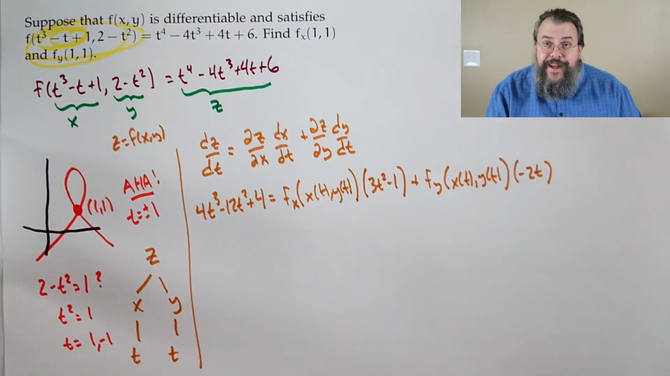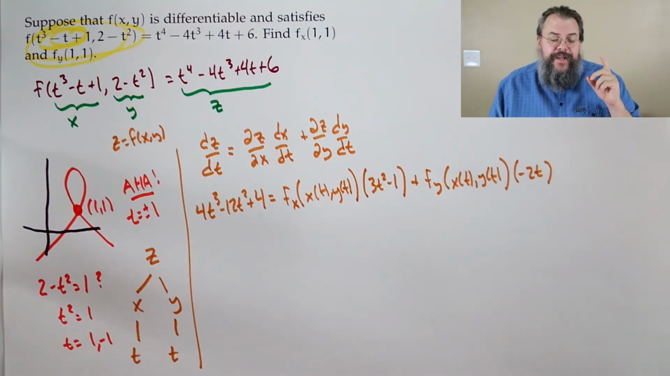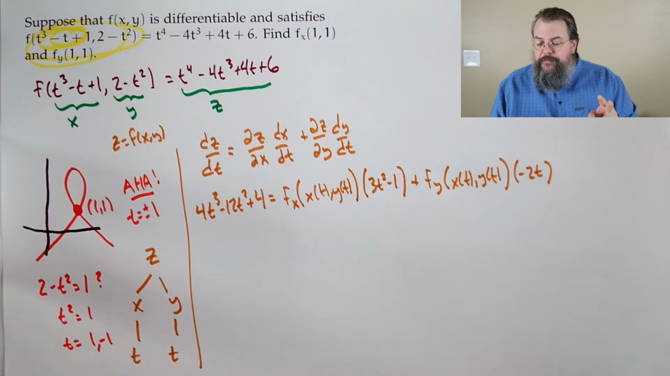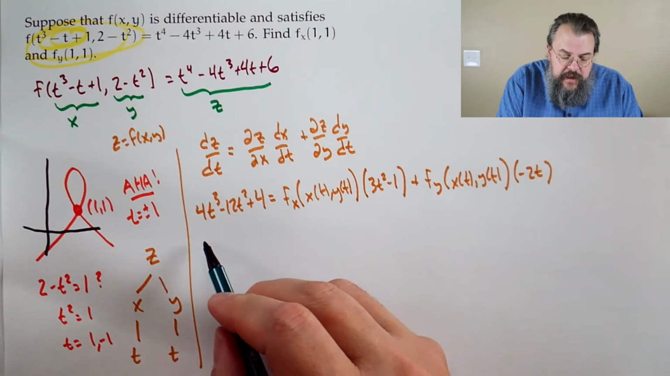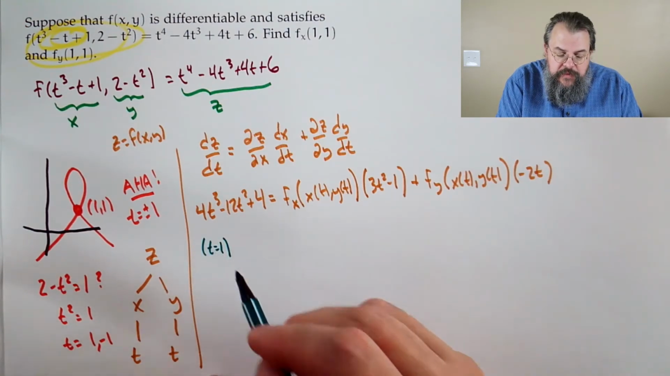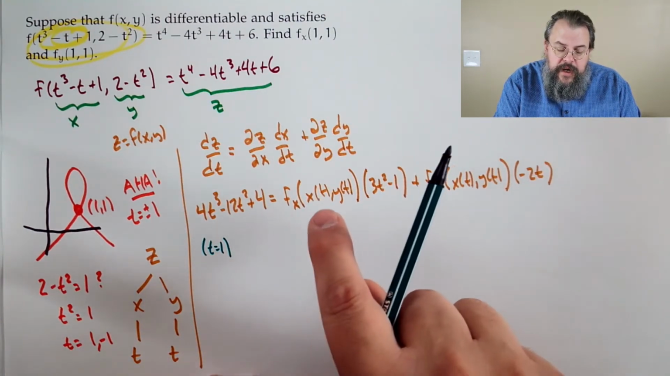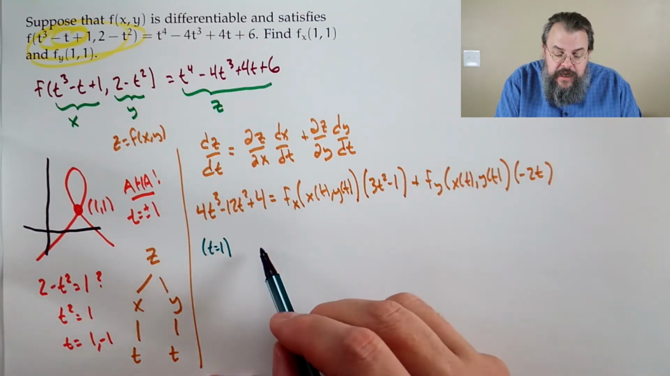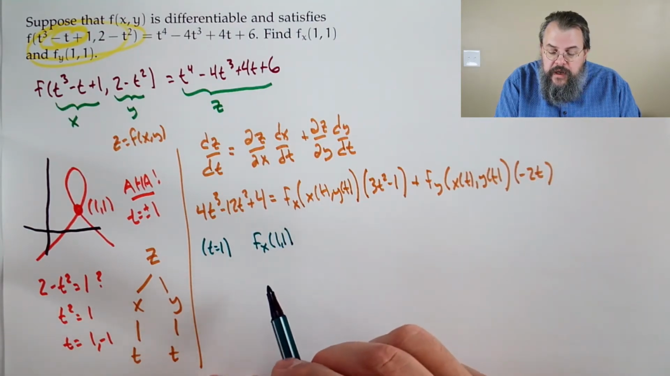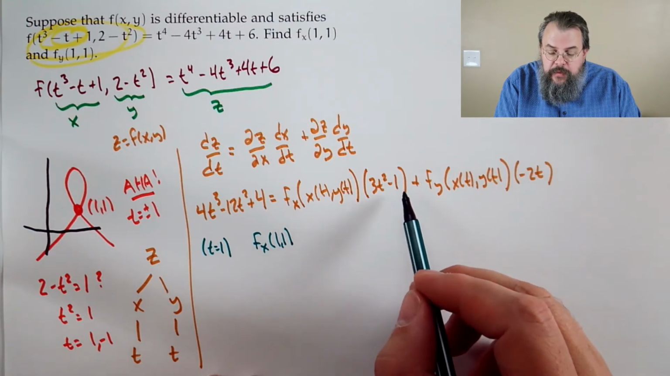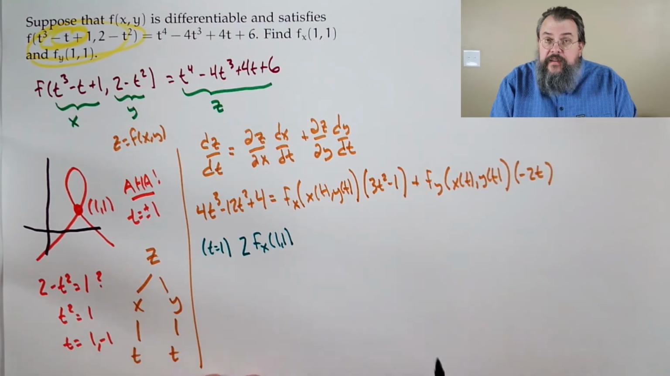Okay, at this point, we say, now we care about the 2 times plus 1 and minus 1. So let's plug those in. We're going to plug in at time t equals 1. Now, I'm going to do this side first. When we're at time t equals 1, we're at the point 1, 1. So what we get is fx at 1, 1 times 3 minus 1 is 2. So I'll just put the 2 here. 2 times fx at 1, 1.